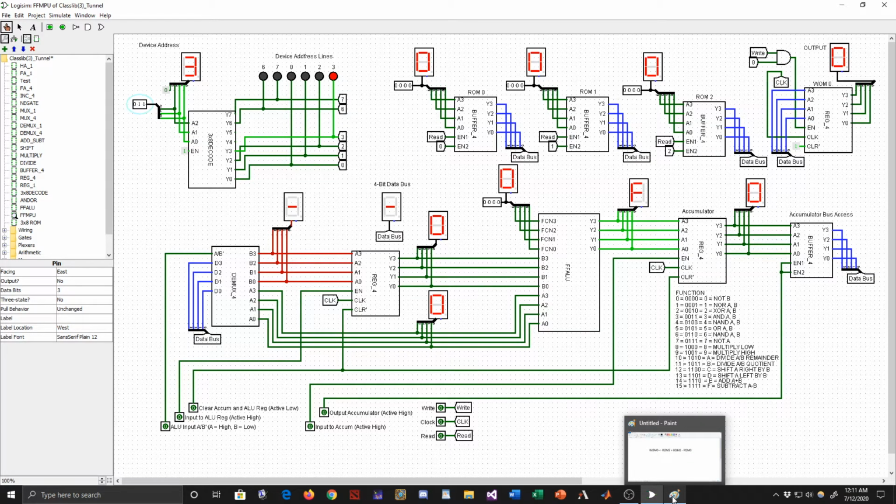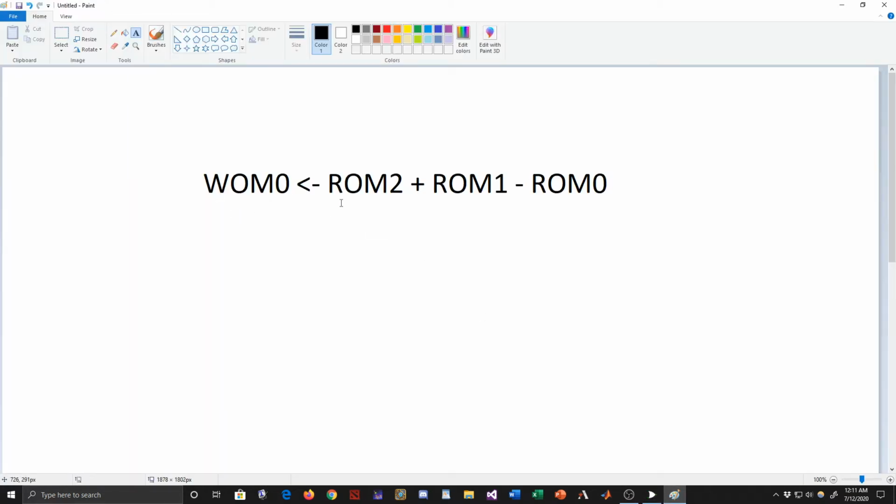So our goal here, I'm going to use some register transfer logic, and there's not actually general agreement on what register transfer logic is.